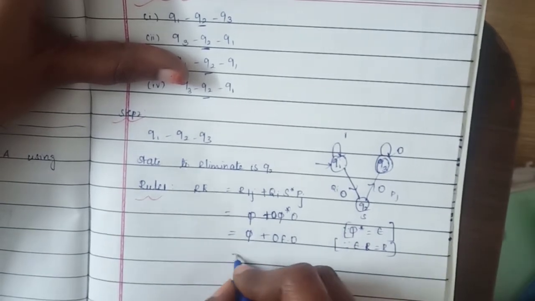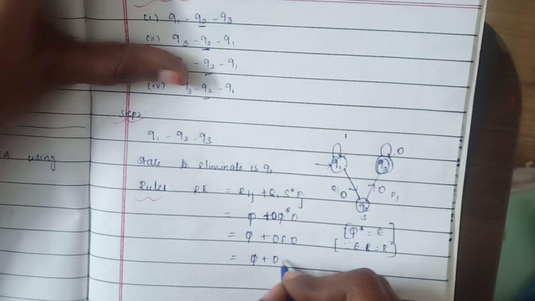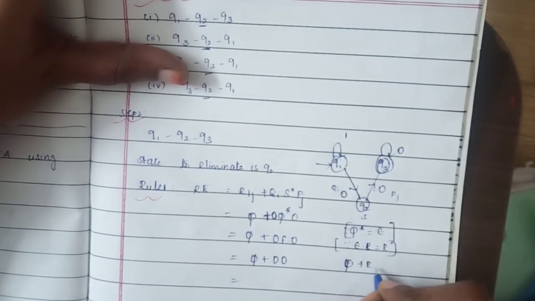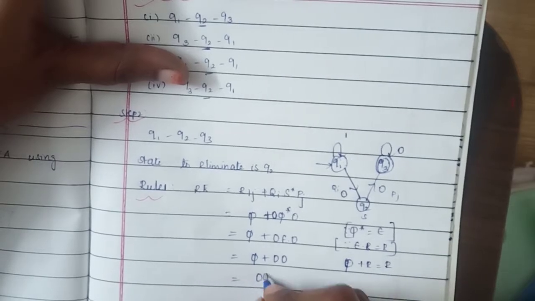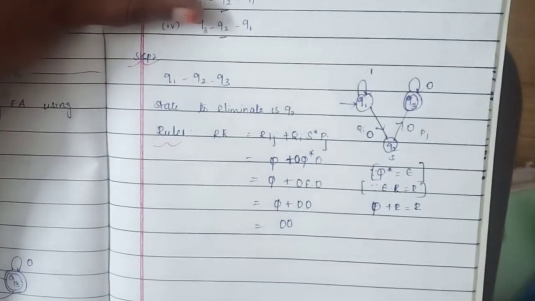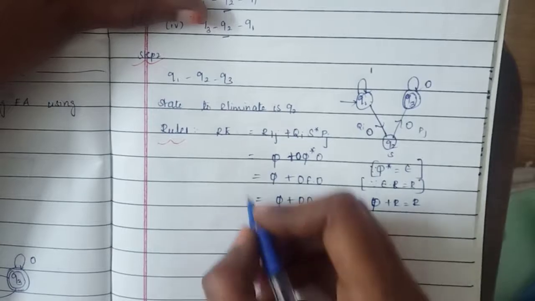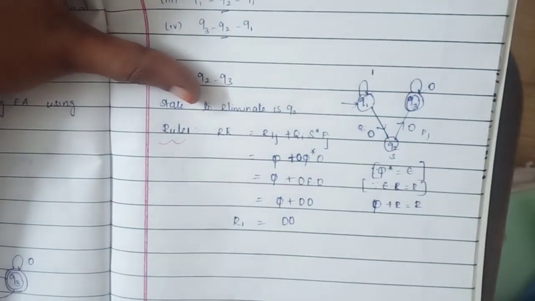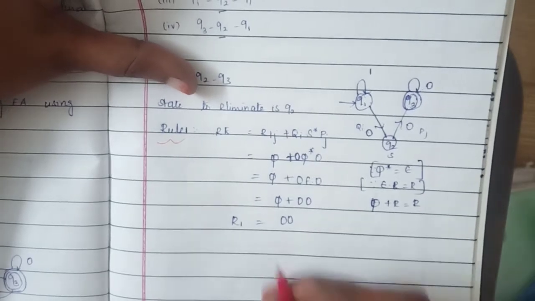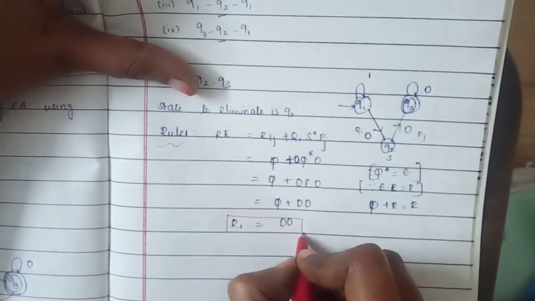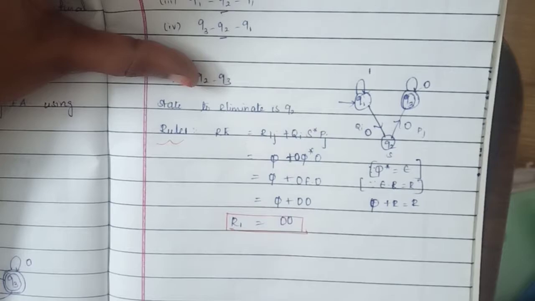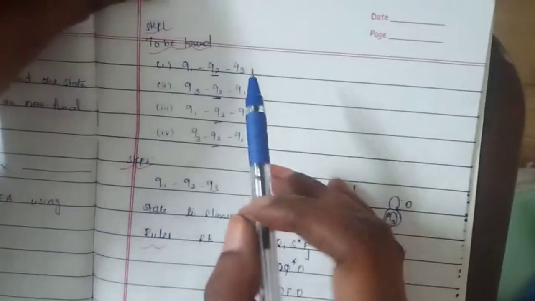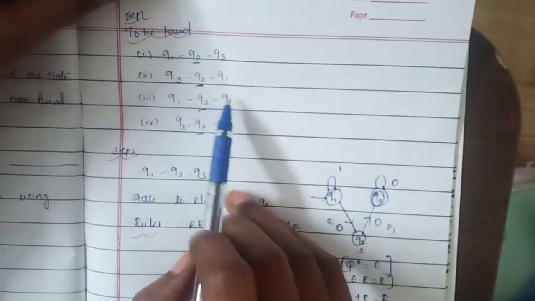So phi plus 0 0, epsilon, so phi plus r equals r only, so you will have 0 0. This regular expression, say it is r1, is 0 0. Next, the combination we need to find is Q3, Q2, Q1.